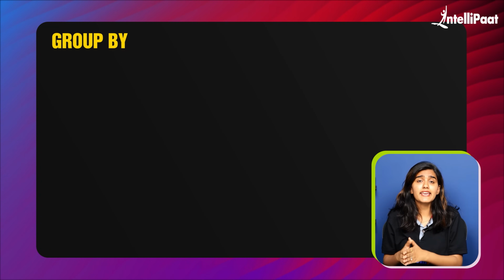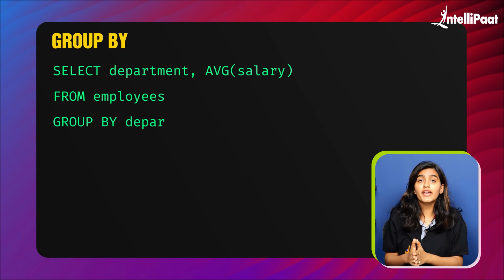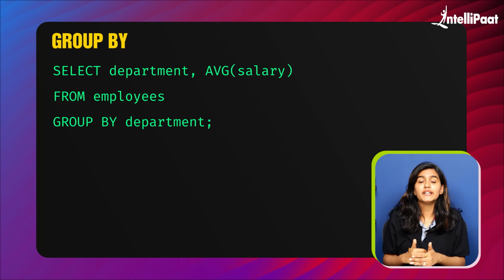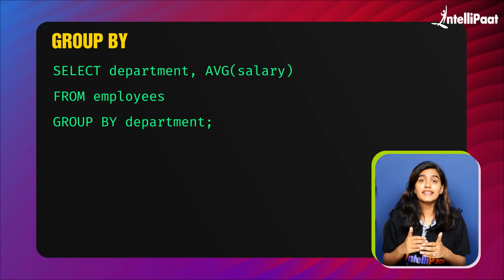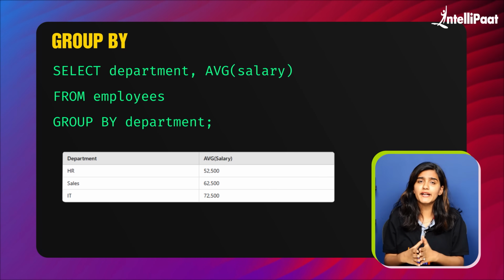For example, when I say select department, average salary from table employee and then group by department, this will group all the departments like HR, sales and IT, and then will display the average salary respectively.